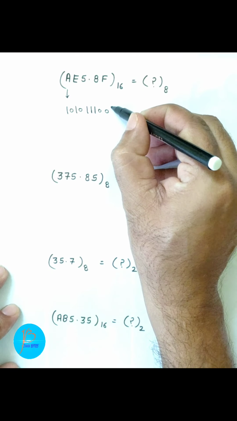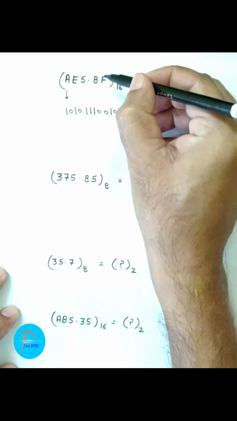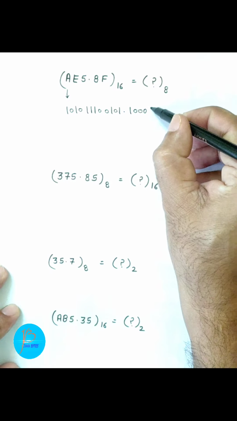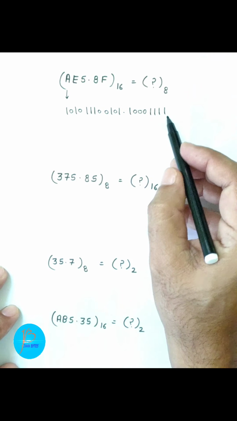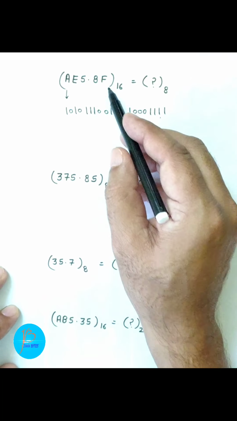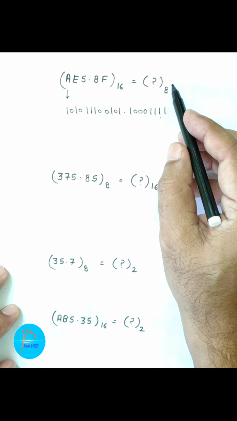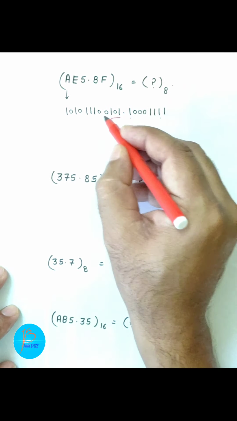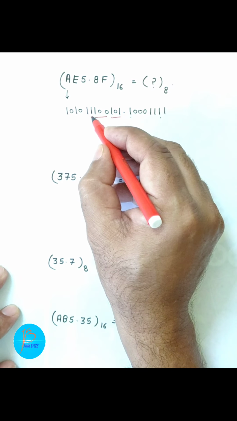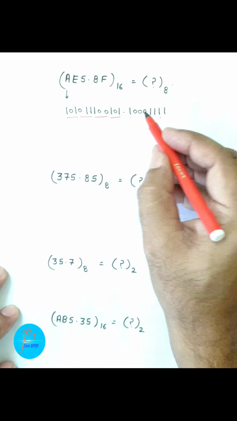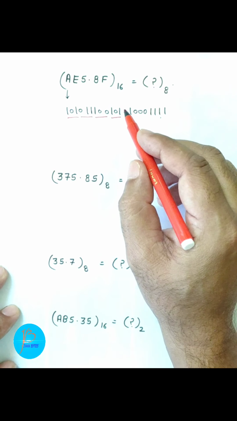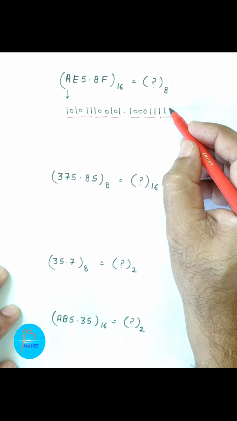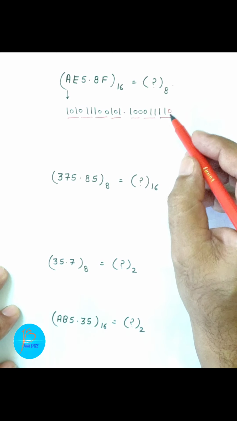After that 5 is 0101. Then 8, for the 8 we have 1000. And then F is 1111. Children, so we noted down the binary equivalent of all these hexa digits. We have to convert them to base 8. So for that purpose, again we will divide these numbers into groups of 3, for the integer part from right to left, and for the fractional part we will make use of the extra 0 here.